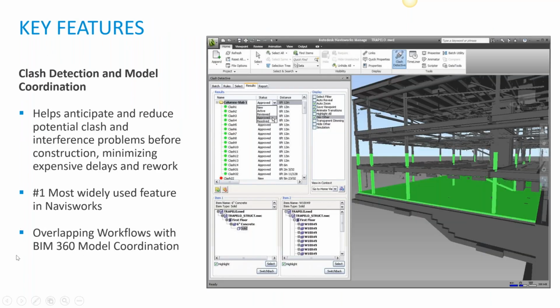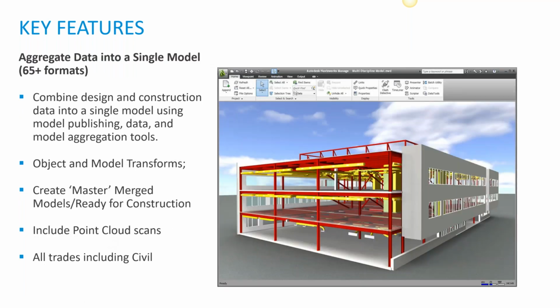Some of the key features, I'm just going to quickly go through these. Clash detection. This is the bread and butter of Navisworks, our most widely used feature by far. And we'll talk about how we have some overlapping workflows with BIM 360 model coordination. Aggregation and bringing in multiple different file formats is the key workflow within Navisworks outside of clash detection. You still need to get everything in the right spot, including point cloud scans, and all of your different file types, including civil file types.